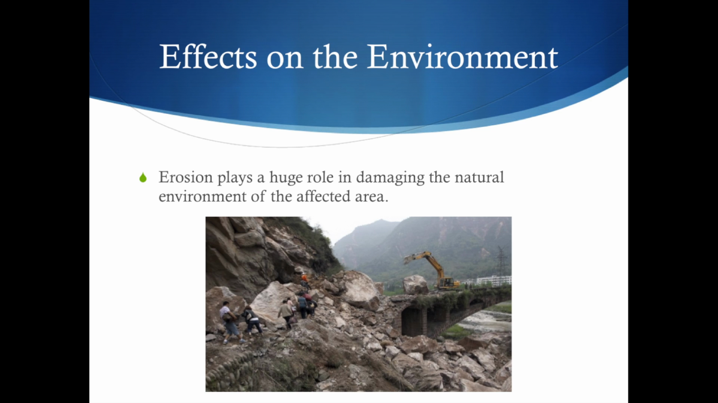Effects on the environment. Erosion played a huge role in damaging the natural environment of the affected area. When a part of a cliff or the origin of the landslide breaks off, it engulfs everything that goes in its path, so this is why erosion has a significant impact in the Threadbow landslide.